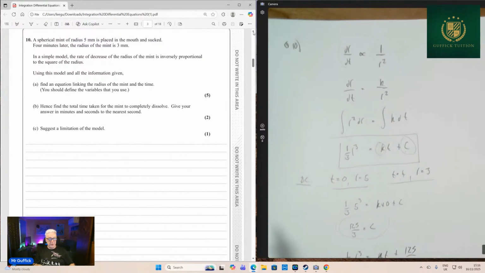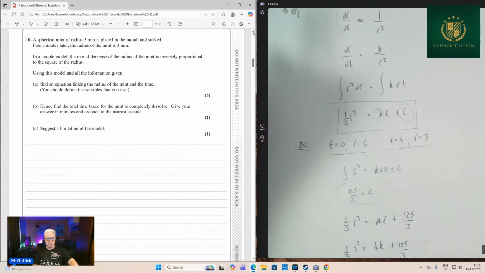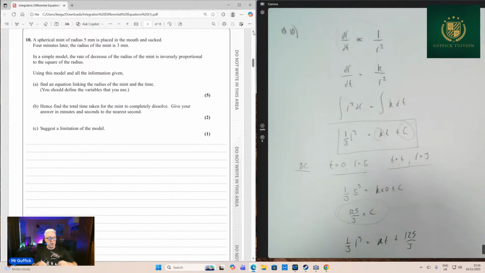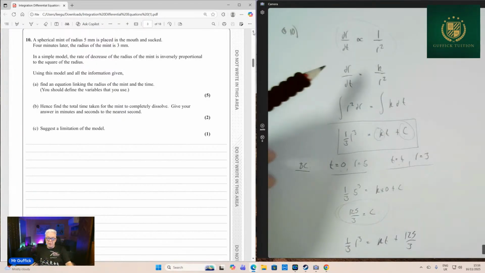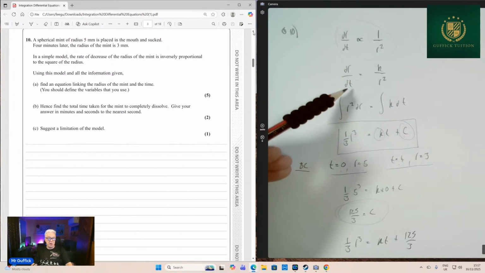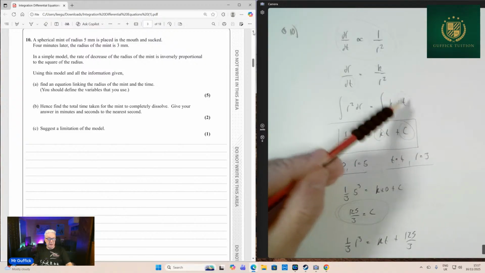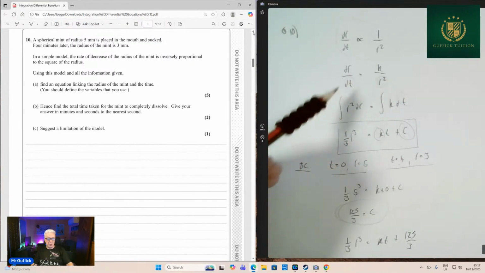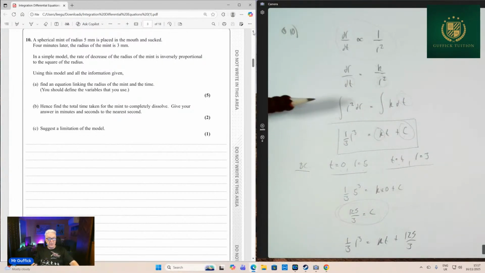And then depending on whether you've got this far in the integration chapter or not yet, we're going to do a technique called separating the variables, okay? And separating the variables is where you treat dr by dt as though it was a fraction. And you essentially times both sides by dt, so it ends up over there. And you times both sides by r squared, so it ends up there. And that is called separating the variables.